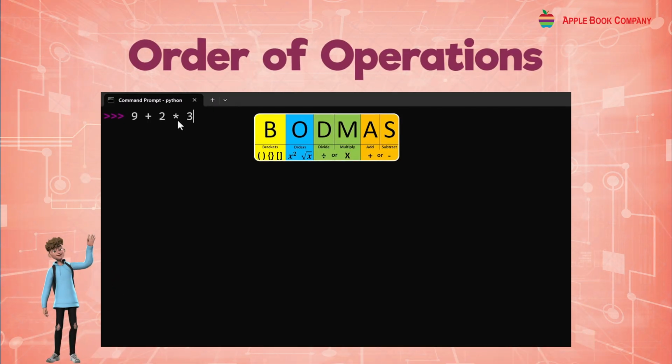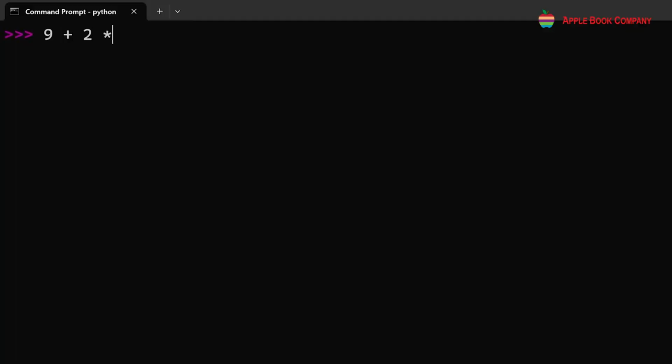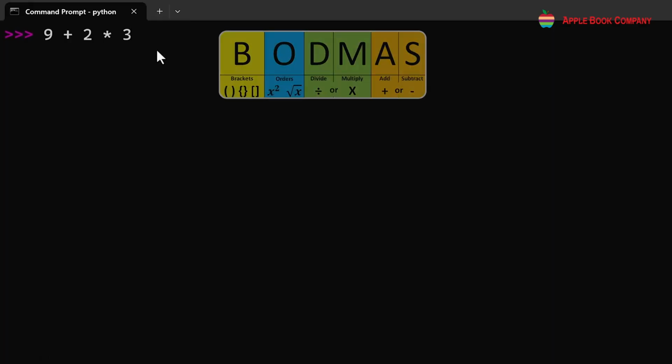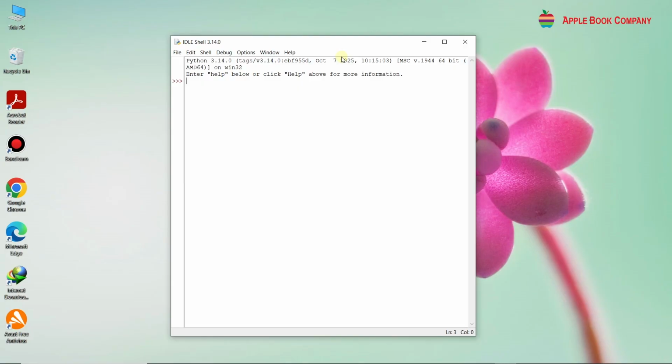Order of operations. Python follows the standard mathematical order of operations, also known as BODMAS: brackets, order, division, multiplication, addition and subtraction. For example, multiplication is performed before addition. result = 10 + 2 * 5, # result is 20.